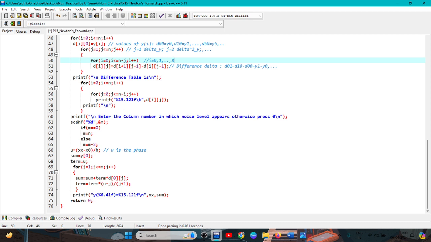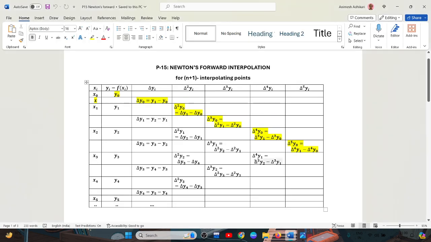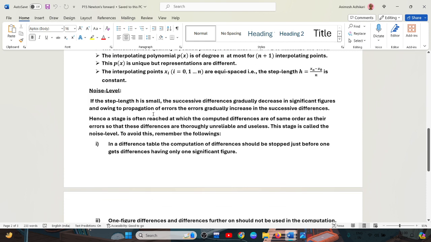Next, printf: enter the column number in which the noise level appears, otherwise press 0. And what is the noise level? This is a very important definition: noise level in Newton's forward interpolation formula. If the step length h is small, the successive differences gradually decrease in significant figures, and owing to propagation of errors, the errors gradually increase in the successive differences.